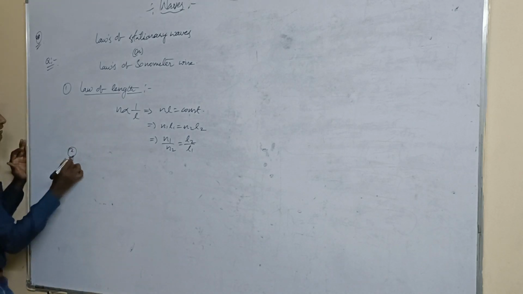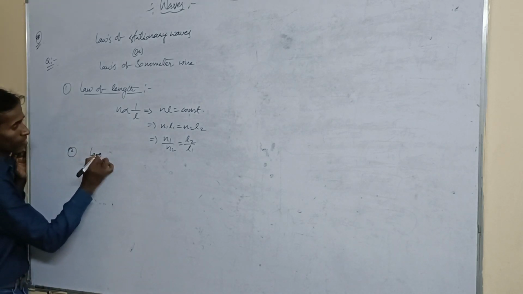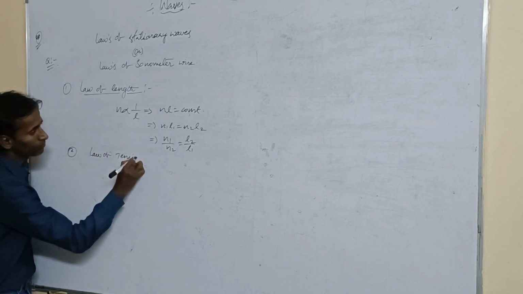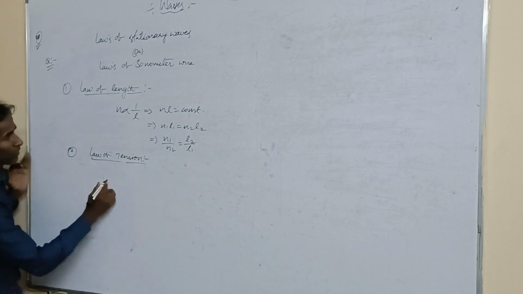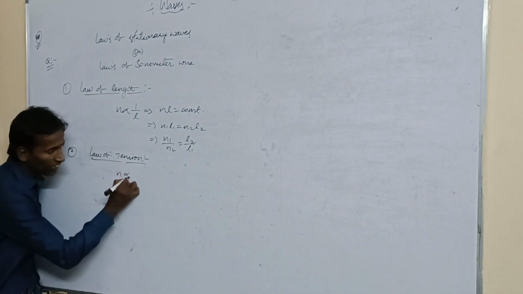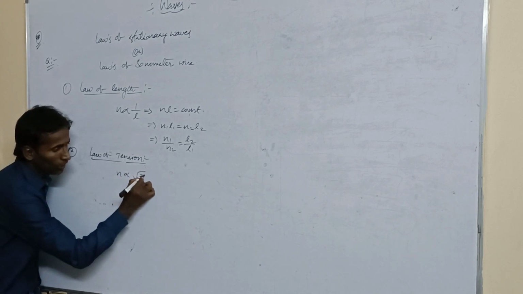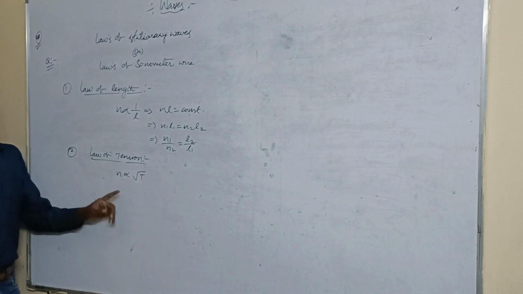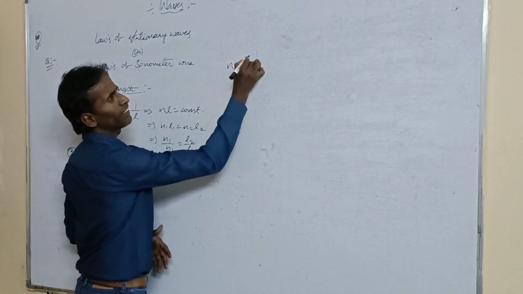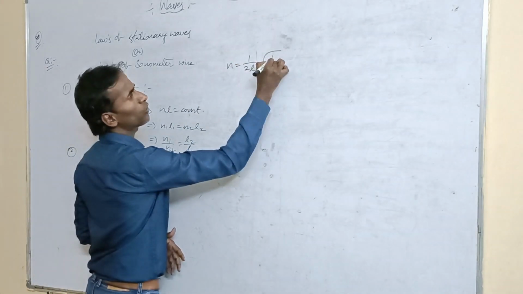And the second one is the law of tension. What is the law of tension? The fundamental frequency of the vibrating string is directly proportional to the square root of its tension. So how will we get this formula? We have one formula: N is equal to 1 by 2L under root of P by mu.